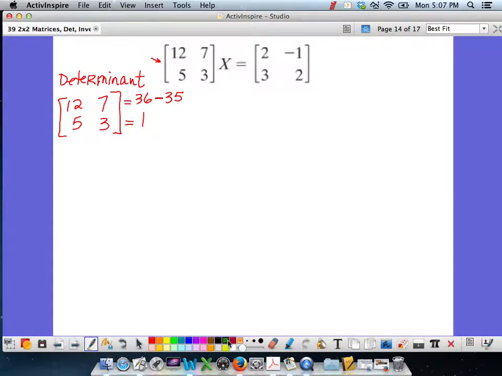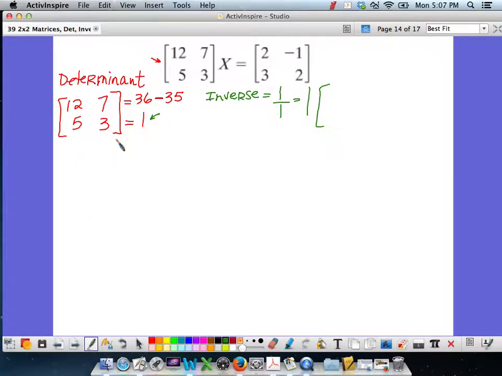To find the inverse here, the inverse is 1 over the determinant, and this determinant is 1. There's that determinant, 1 over 1, which is just equal to 1. And then we're going to swap A and D, and change the signs of B and C. I'm still staying with this particular matrix.